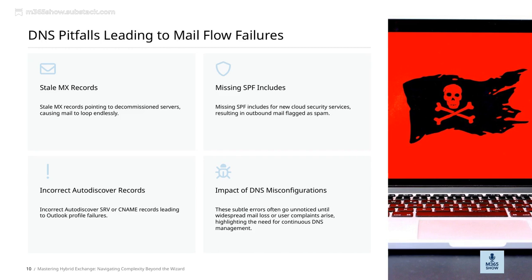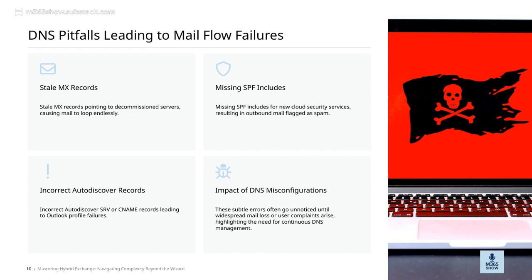First, incorrect Autodiscover SRV or CNAME records can cause Outlook profile failures. When these records aren't set up properly, Outlook struggles to find the right server settings, leading to connection issues. Next, missing SPF includes for new cloud security services can be a problem. Without these, outbound emails may be flagged as spam, which can affect deliverability and reputation. And finally, stale MX records pointing to decommissioned servers can cause emails to get stuck in a loop, endlessly trying to deliver to servers that are no longer active.